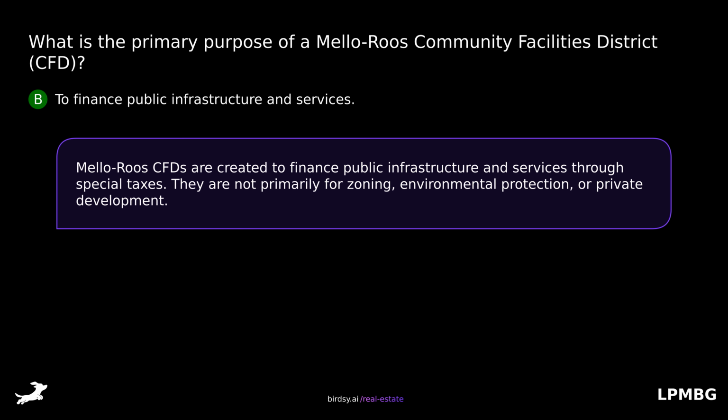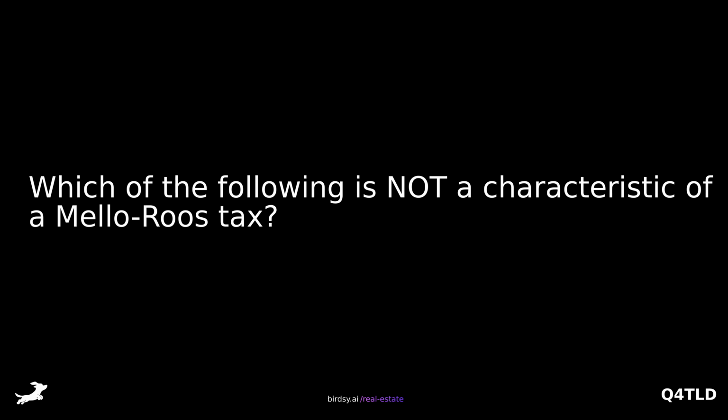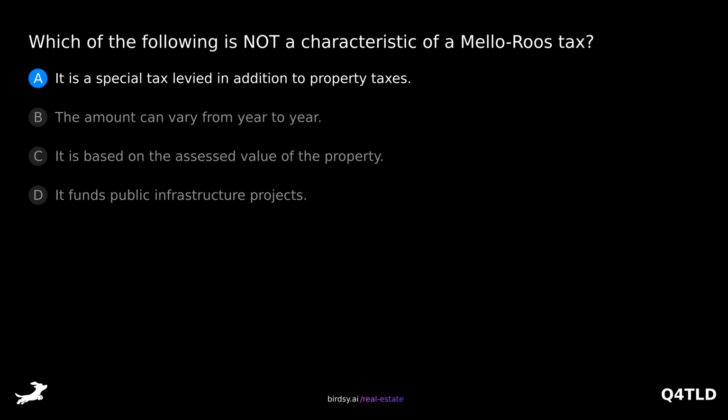Mello-Roos CFDs are created to finance public infrastructure and services through special taxes. They are not primarily for zoning, environmental protection, or private development. Which of the following is not a characteristic of a Mello-Roos tax? Is it A, it is a special tax levied in addition to property taxes, B, the amount can vary from year to year, C, it is based on the assessed value of the property, or D, it funds public infrastructure projects? The answer is C, it is based on the assessed value of the property.